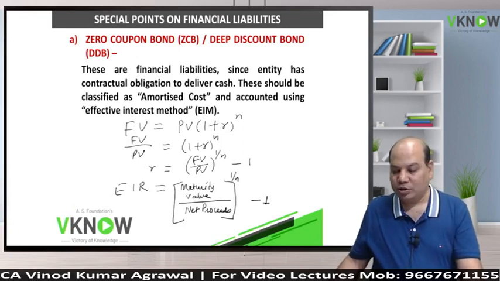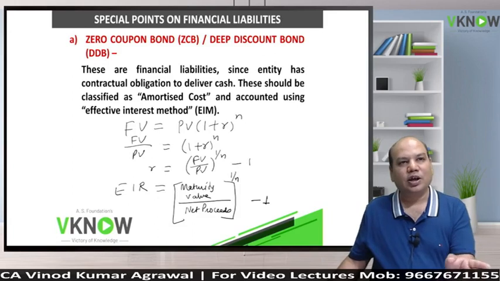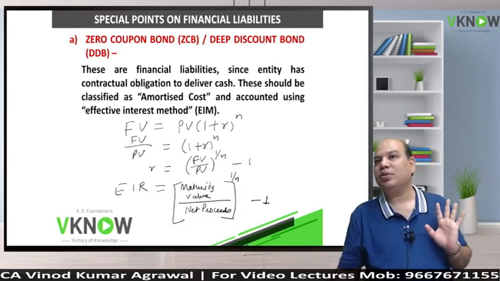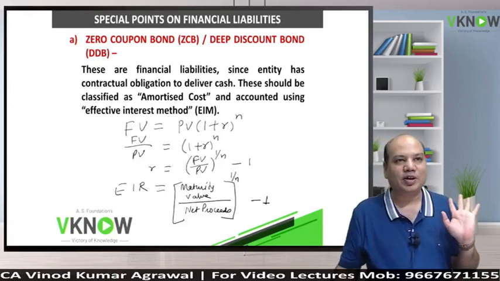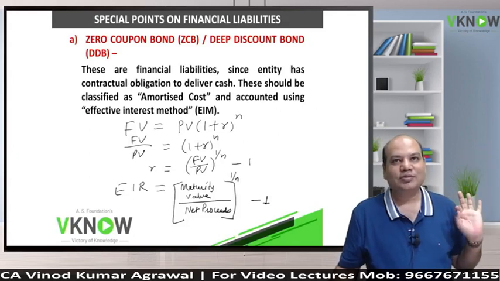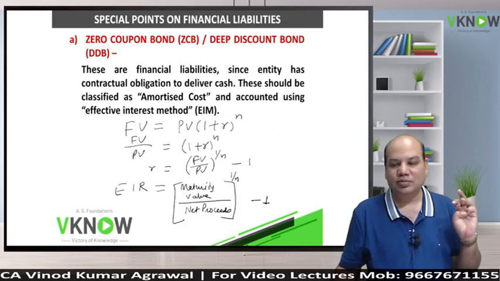I am telling you because they may not give you the IRR. And if they don't give you the IRR, you will have to find it out and then follow the same principle which you did in the previous two problems. Only this time on the debit side you will not have a payment entry. The payment entry will be only in the last year. The remaining accounting will remain the same.